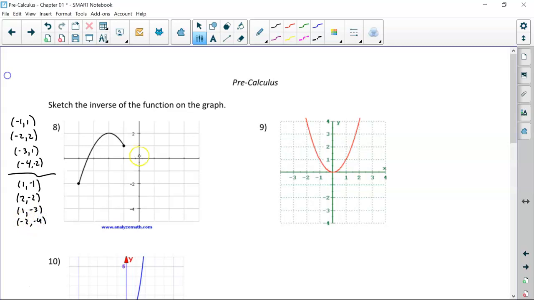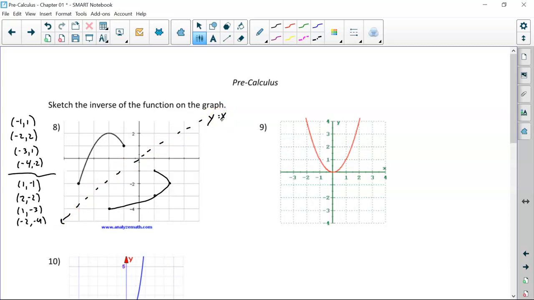So we go to 1, -1, there's a point. 2, -2. 1, -3. And -2, -4. And here is our graph of the inverse. And that would be the reflection along this line, y equals x. You see how they kind of match up?